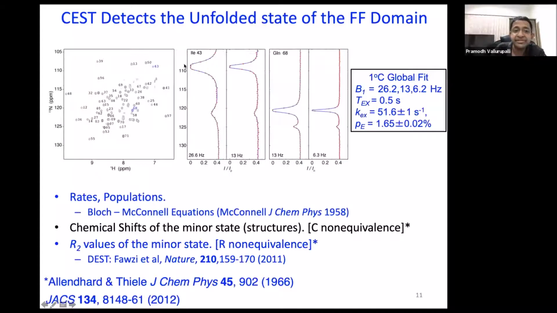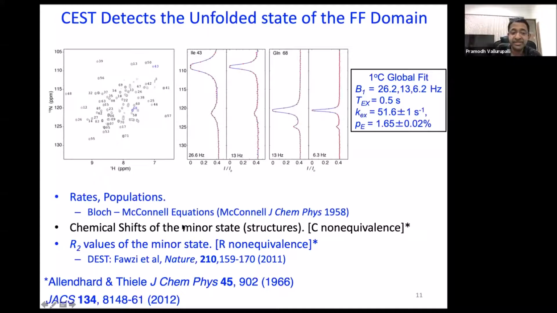However, if you do the CEST experiment on this, you find that in addition to the major state dips, you also see these other dips, which tells us that the protein, even at 1 degree, is in exchange with a minor state. By analyzing these CEST profiles using the Bloch-McConnell formalism, we can get the rates and populations of these minor states. So here we know that the population is around 1.5% and the lifetime is around 20 milliseconds.